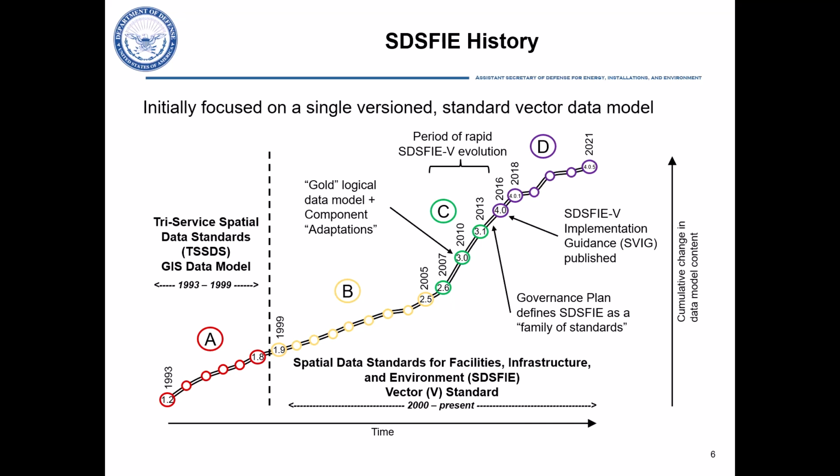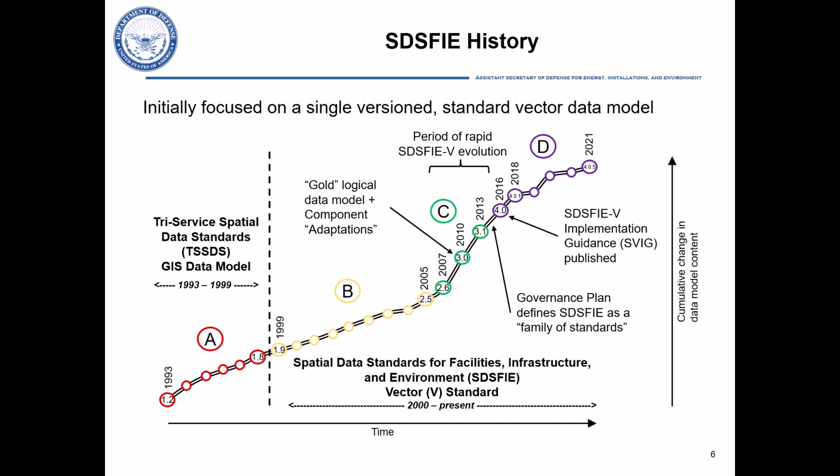In period B, from 1999 to 2006, the TSSDS was renamed to the more descriptive Spatial Data Standards for Facilities, Infrastructure, and Environment, or SDSFIE. It continued to evolve with 9 releases ending in version 2.5. During this period, the model grew in size as it captured every feature and attribute the components wanted split out. In period C, from 2006 to 2013, the DoD components collectively agreed to restructure the standard as a logical data model to better align with the DoD IT Standards Registry, or DISR.